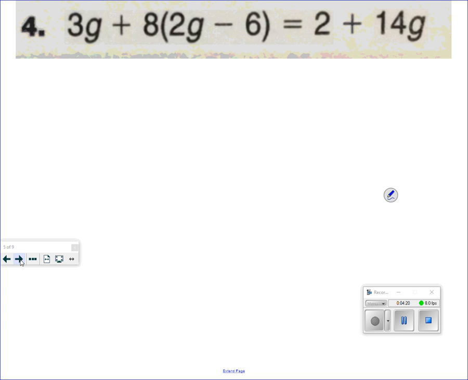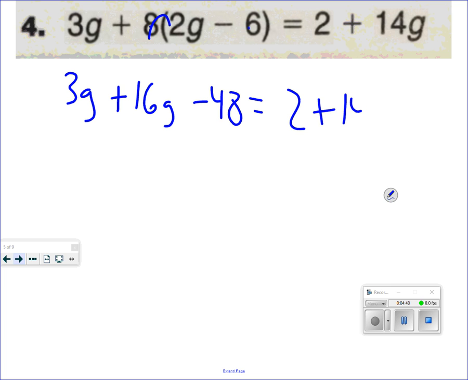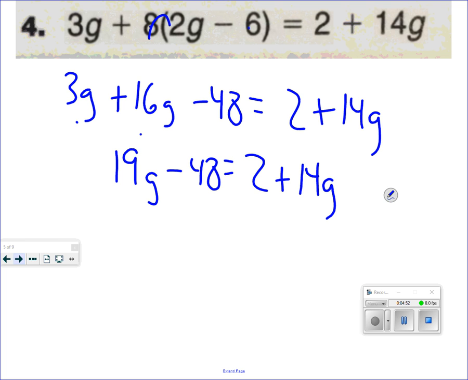Next problem. I have 3g plus 8, and then in parentheses 2g minus 6, close parentheses, equals 2 plus 14g. If I write this out, I'm going to write 3g here, plus 8 times 2 is 16g. 8 times negative 6 is a negative 48, equals 2 plus 14g. I'm going to combine my like terms, so 3 plus 16 is 19g, minus 48 equals 2 plus 14g.